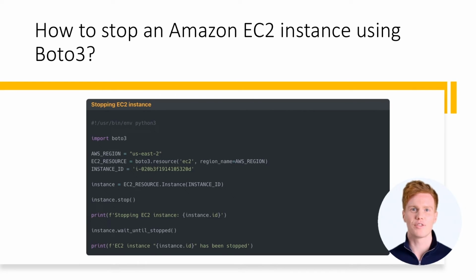To stop an EC2 instance, you need to use the stop method of the EC2 instance class. Again, optionally, you can use the wait until stopped method to wait for instance state change before making other changes with the instance from your code.